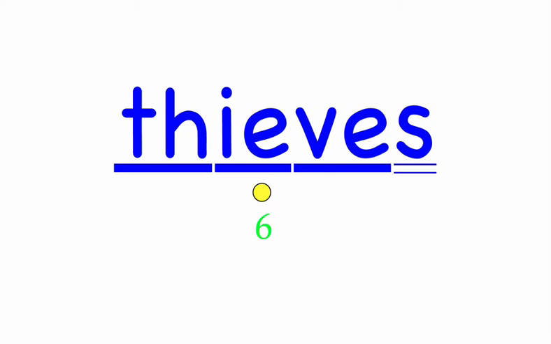The next word is thief, and the plural of thief is thieves. The thieves stole everything in sight. Thieves. Four sounds. Th, e, v, z. The root word ended in f. We changed the f to v, and then we add the es. Mark this word. Thieves.